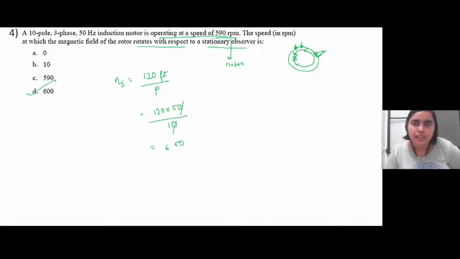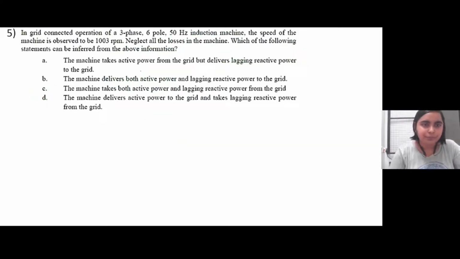So you see, there is a slight difference between the rotor and the stator speed. Yes. Similarly, in the next question, it is given that a grid connected operation of a three-phase induction motor which has 6 poles operating at 50 hertz. The speed of the machine is observed to be 1003 rpm. Neglect all the losses in the machine. We have to find which statement is the correct option for this.